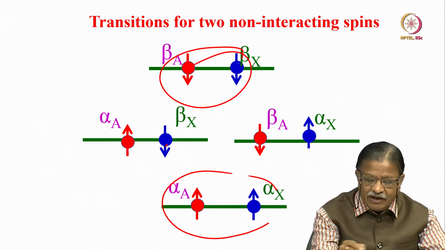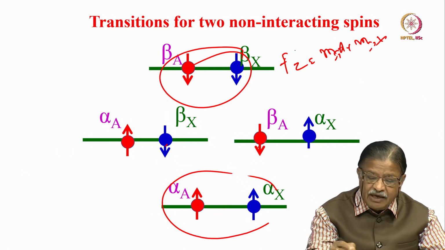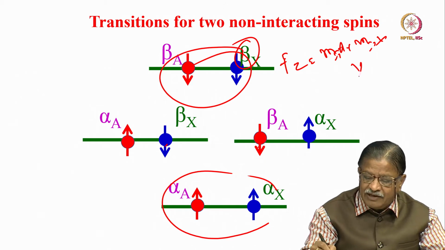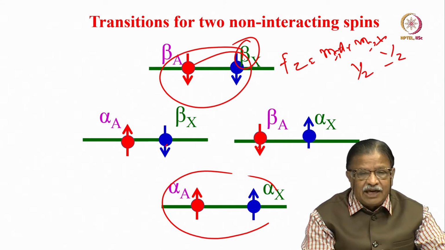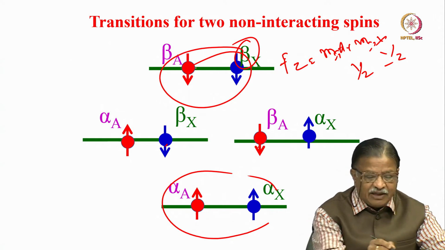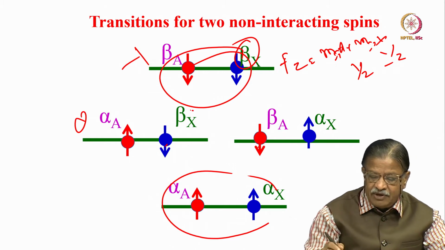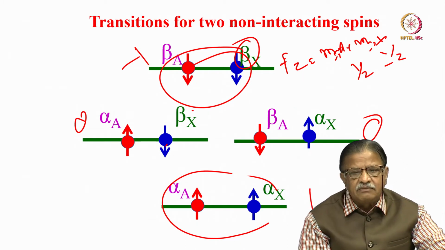Now the total magnetic quantum number for each energy state, Fz, is given by m_I of A plus m_I of X. What is the magnetic quantum number of A for alpha and beta? Alpha is plus half, beta is minus half. In this case, both are beta, so minus half plus minus half is minus 1, whereas this is 0, plus half and minus half. This minus half plus half is 0, and this plus half plus half is 1.